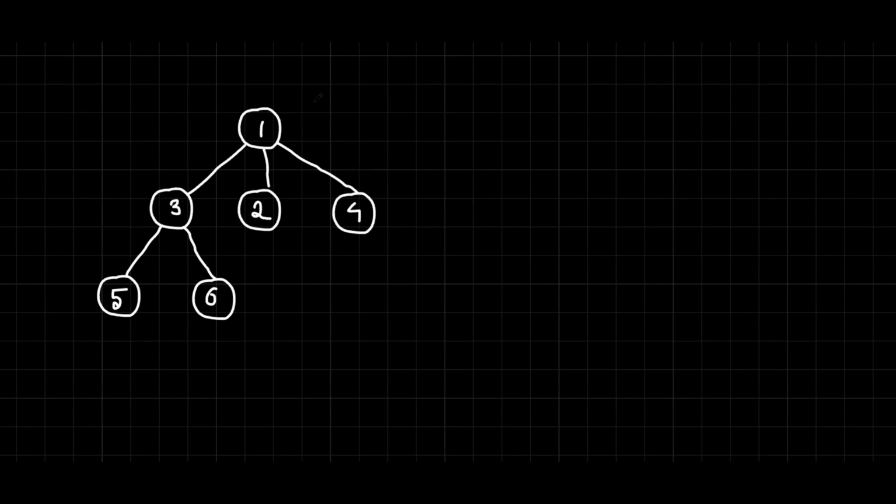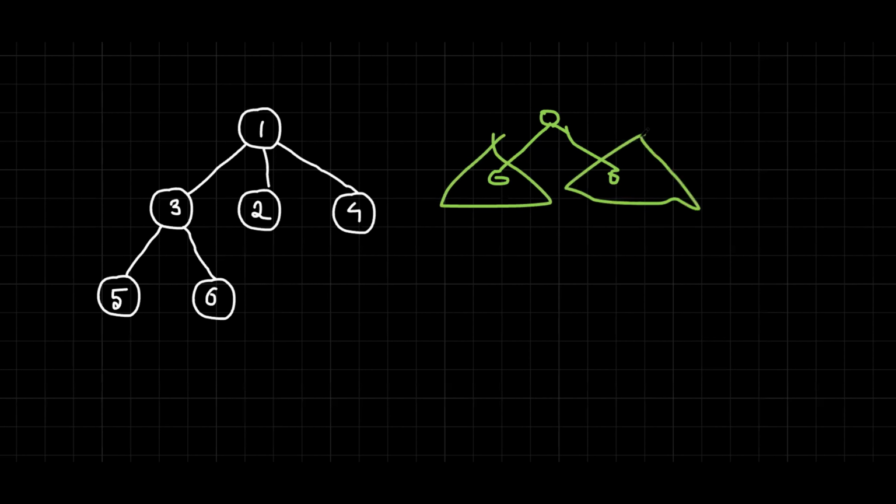Now here, to understand the algorithm, we have taken this example. The root is 1, which has 3 children, 3, 2, and 4, and 3 also has 2 children, 5 and 6. Now, we have to perform the post-order traversal. So here, let's understand the post-order traversal principle in a binary tree. In the post-order traversal, we have to first traverse the left subtree, then we have to traverse the right subtree. After that, we have to process the root.